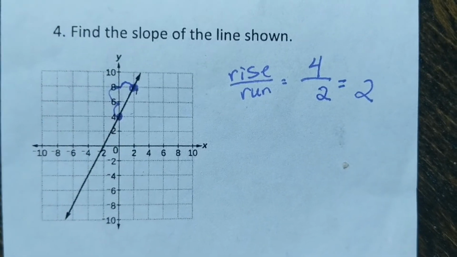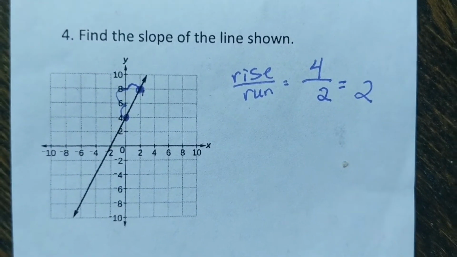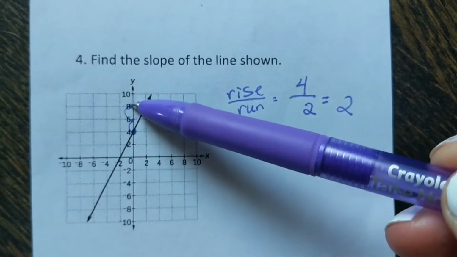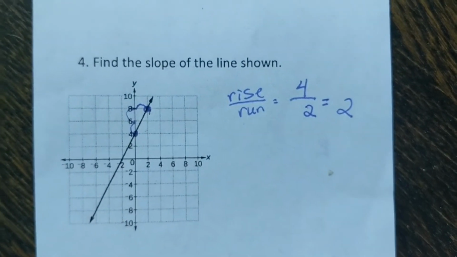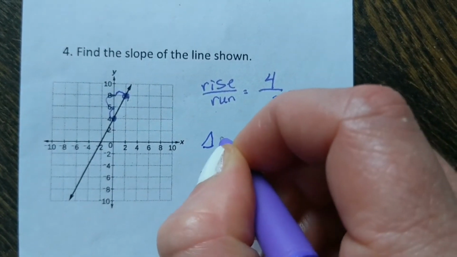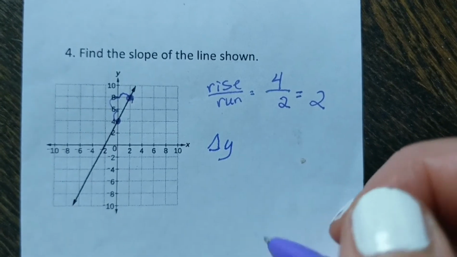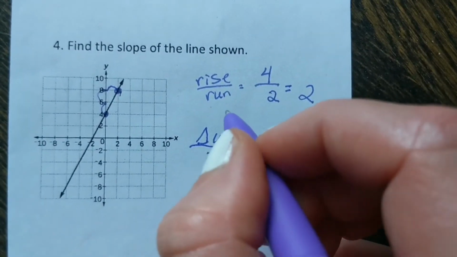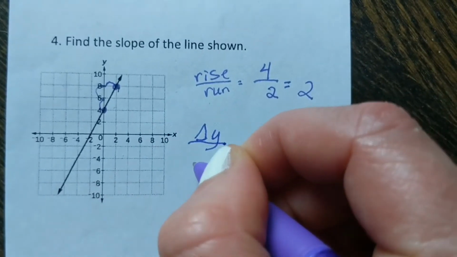So think about for a second what it is you're actually doing when you find the rise. The rise is the change in y values from one point to the next. The way that we denote change in math is the Greek symbol delta. It's a little triangle. So we could rewrite this formula as change in y divided by change in x.